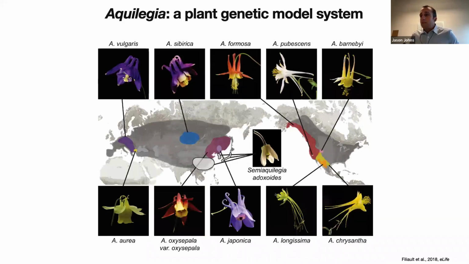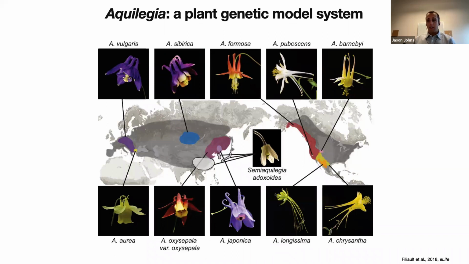And Aquilegia, commonly referred to as columbines, is one of these systems. And so columbines have all the makings of a great genetic model system, especially for studying evolutionary genetics. So they're diploid, which we can't say about every plant. They have a relatively small genome at just about 350 megabases. All 70 plus species are interfertile, and they have relatively short generation times, not necessarily compared to Arabidopsis, but certainly compared to some other model taxa.